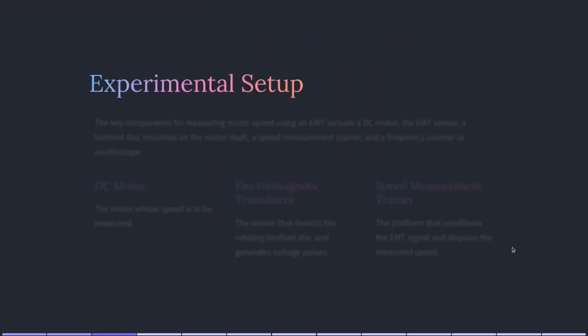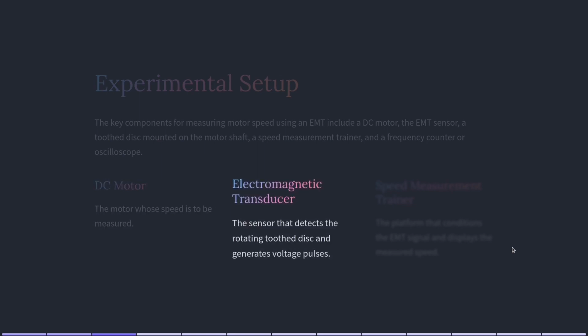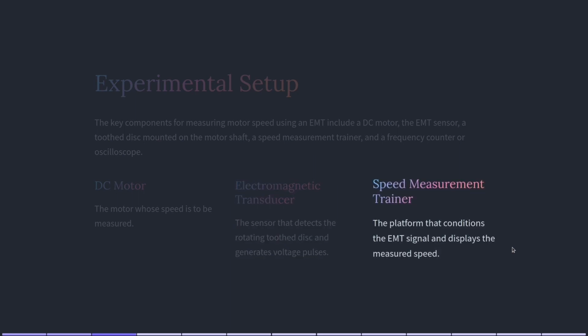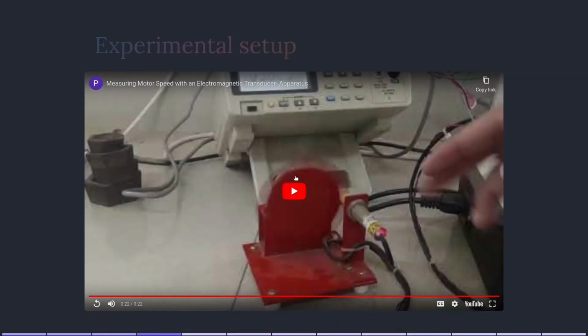So the experimental setup is based on this transducer. We have a DC motor whose speed we have to measure. We have the transducer and the rotating tooth disc. Then we have the speed measurement trainer, which is the signal conditioning unit for our experiment. So this is the experimental setup we have.